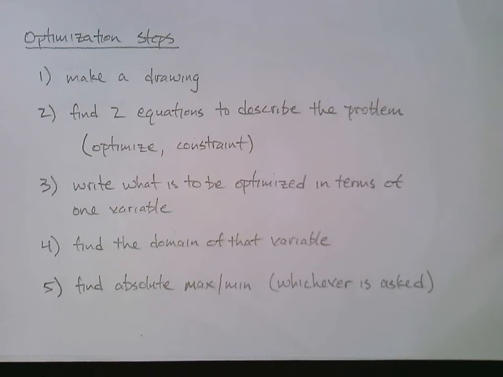So whatever variable you use to write your optimizing equation, you've got to think through, okay, what's the smallest that it could be? What's the biggest that it could be? A lot of that can be a very challenging step. There's not a lot of computation, but there's a whole lot of thinking. Well, we're going to see another example really soon. And then number five, find the absolute max or min, whichever one they're asking for.